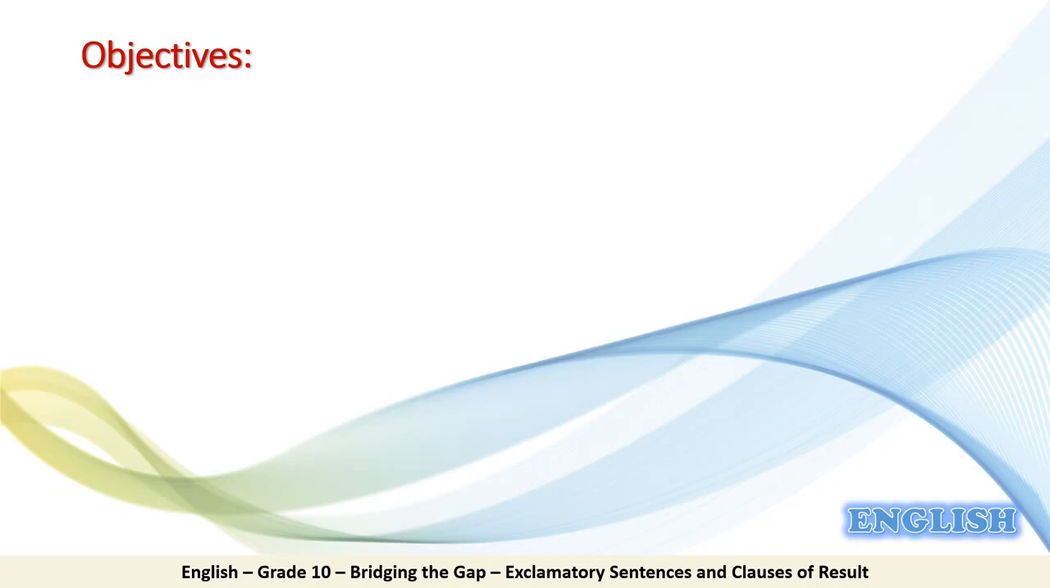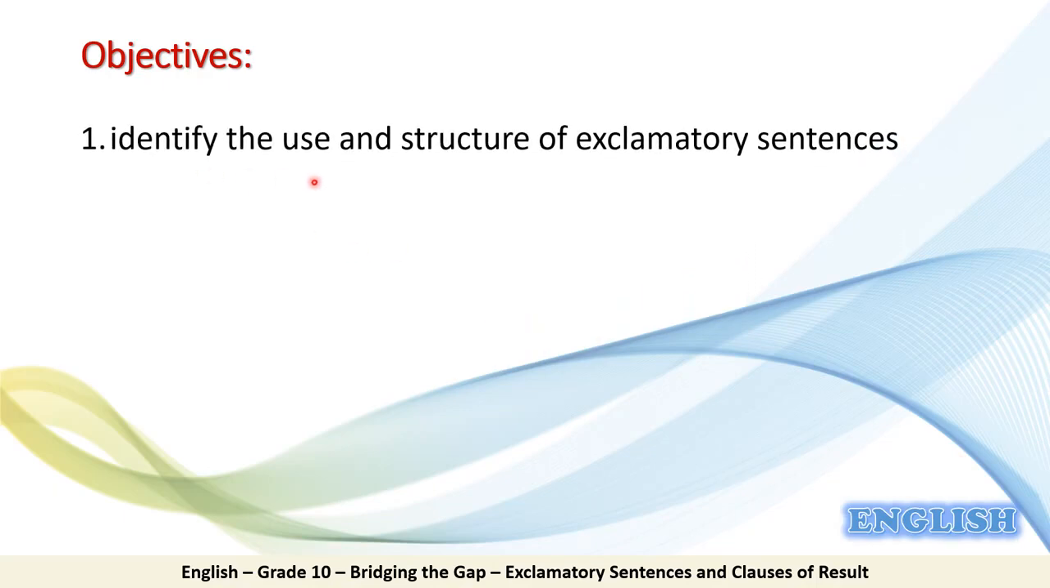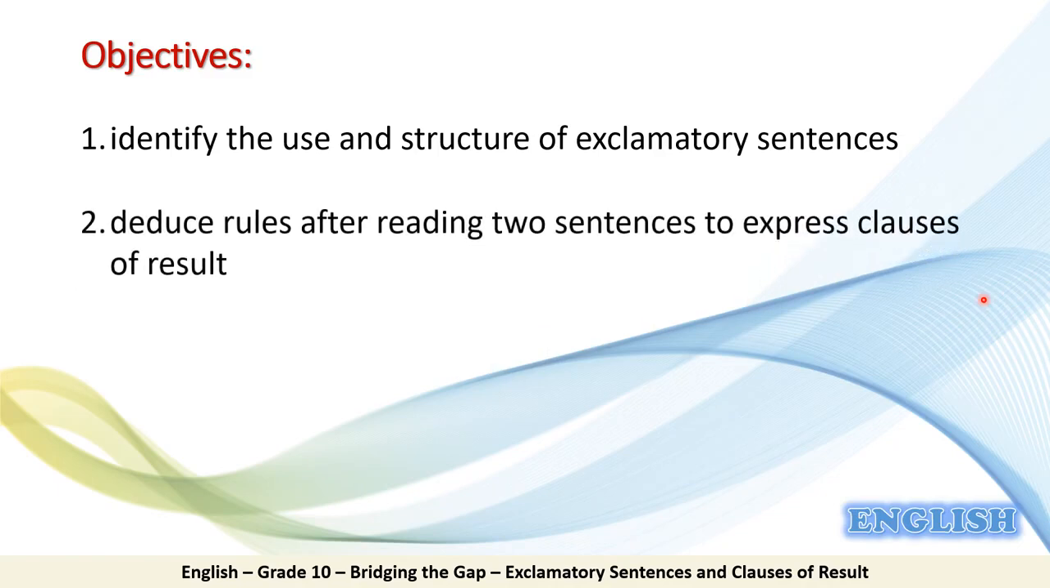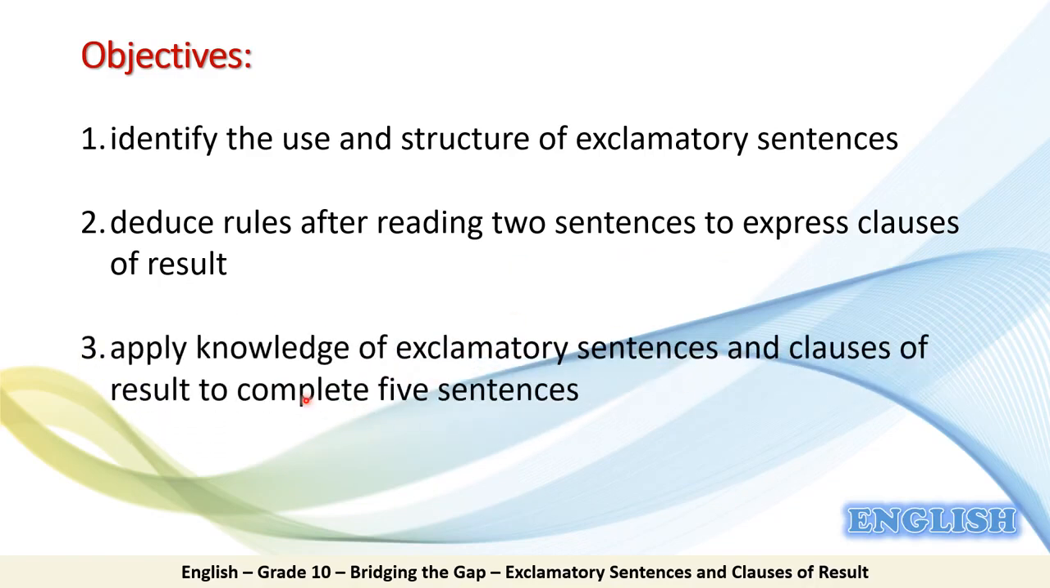In today's lesson we have three objectives. Number 1, identify the use and structure of exclamatory sentences. Number 2, deduce rules after reading two sentences to express clauses of result. And number 3, apply knowledge of exclamatory sentences and the clauses of result to complete 5 sentences.